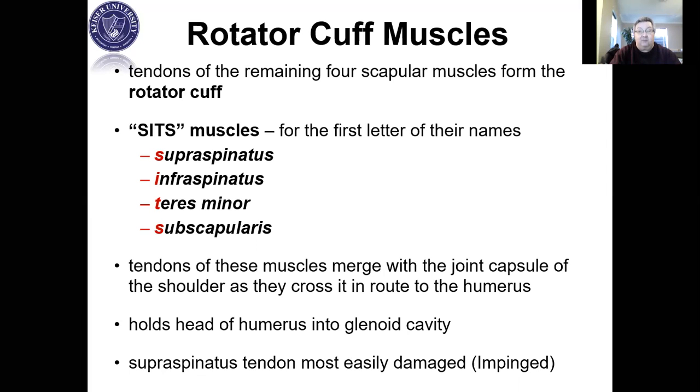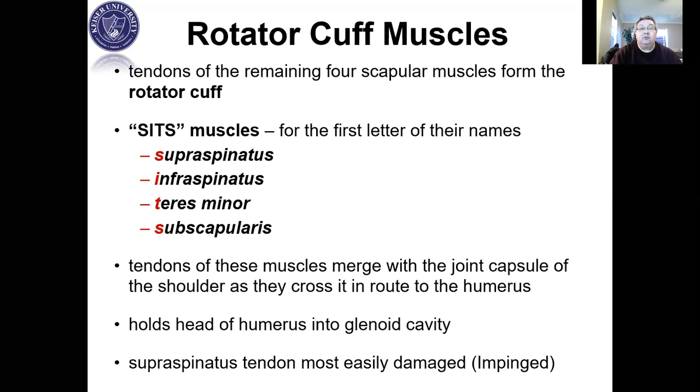That is the job of the rotator cuff muscles, is to keep the humeral head in the glenoid fossa. The four muscles that make up the rotator cuff have an acronym. The acronym is SITS, and it's made up of the first letter of their names. Going from S to S, the first three muscles are on the posterior side of the body, and the fourth muscle is on the anterior side of the body.